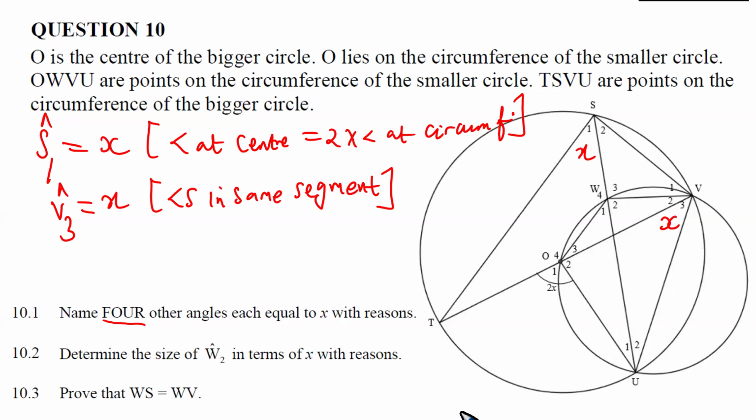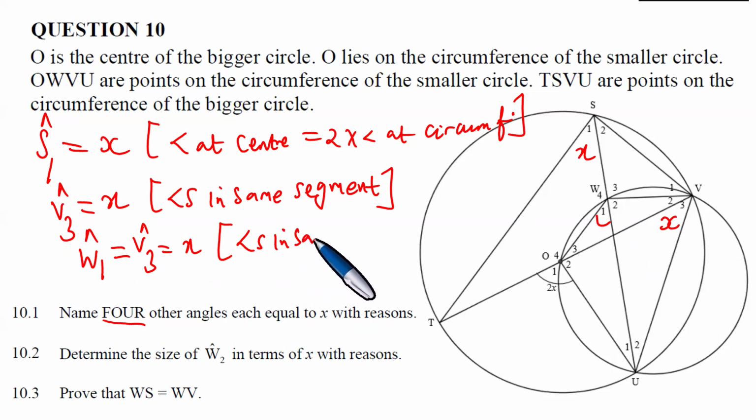I agree with you, Tando. So W1 is also X. That is wonderful. So we're able to see that the angle W1 is actually equal to the angle V3, which is equal to X. Angles in same segment. Yeah? Next.